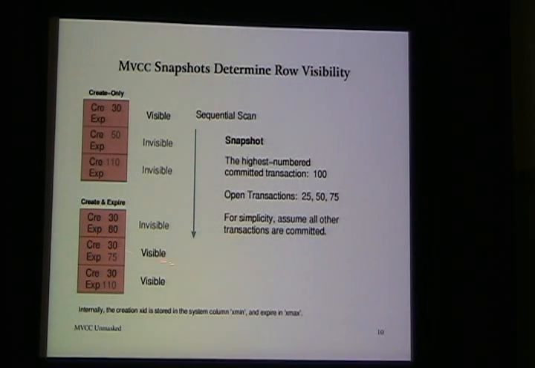The next one, this one is visible. The reason that's visible is because it was expired by one of those running transactions, right? So I don't see the delete, it's still valid to me. Might be invalid to somebody else. Same thing here. It was deleted after I took my snapshot. So okay, we can see it.